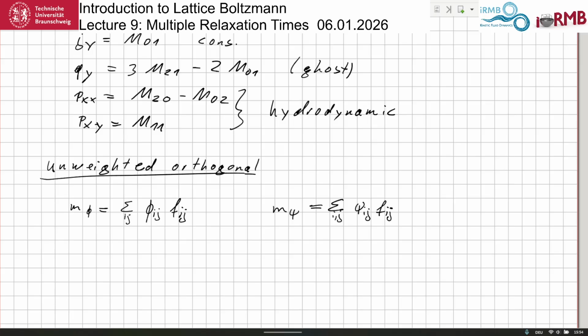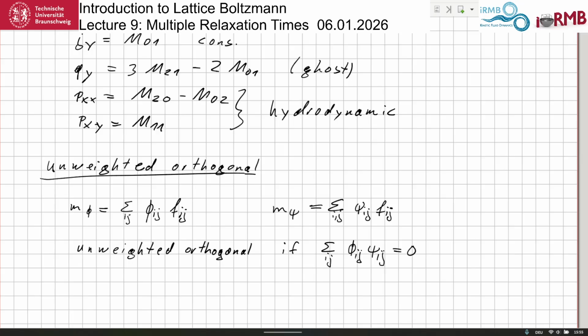These two things are unweighted orthogonal to each other if their kernels have this property: the sum over ij of phi ij psi ij is equal to 0. That's the condition that makes them unweighted orthogonal. It's unweighted because there is no weight in this sum.